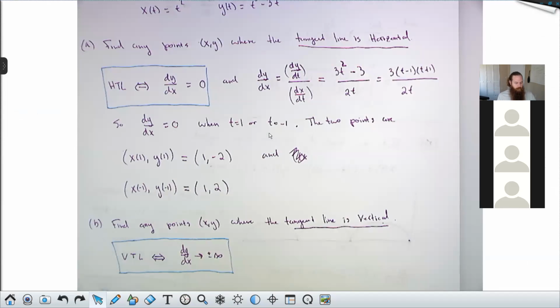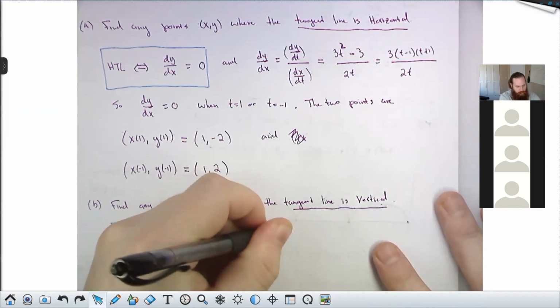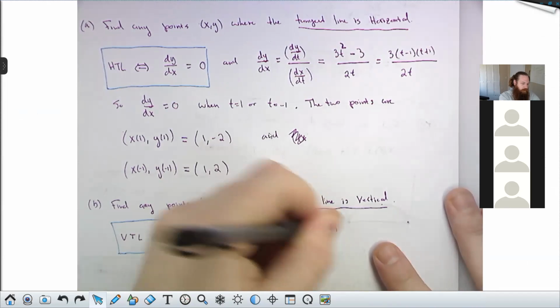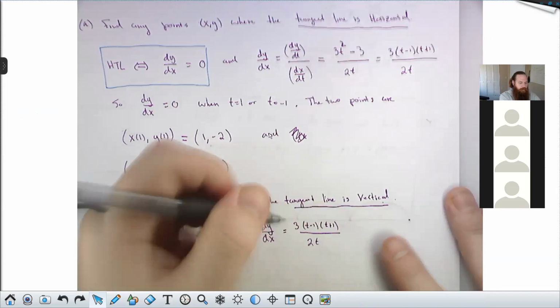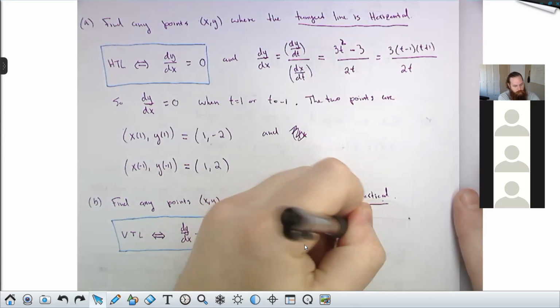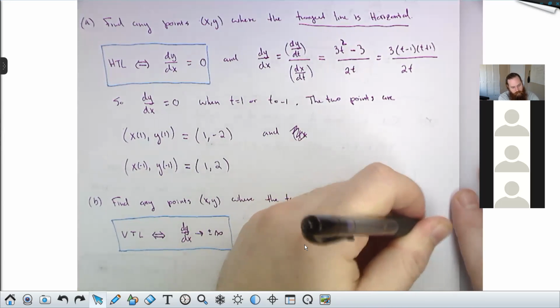So we need to discover where dy/dx is going to infinity. And here, that's not anything hard because dy/dx is still 3 times (t minus 1) times (t plus 1) over 2t. This apparatus goes to infinity as the bottom goes to 0, right? If you take something that is non-zero and you divide it by something that is very, very close to 0, then you'll get something that is very, very close to infinity. So this goes to plus or minus infinity as t goes to 0.